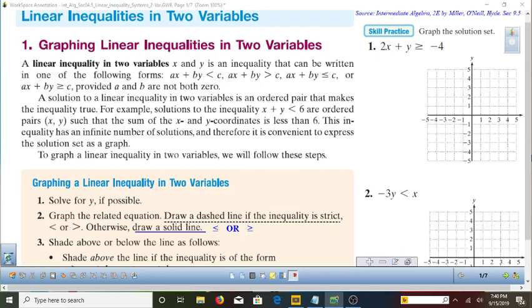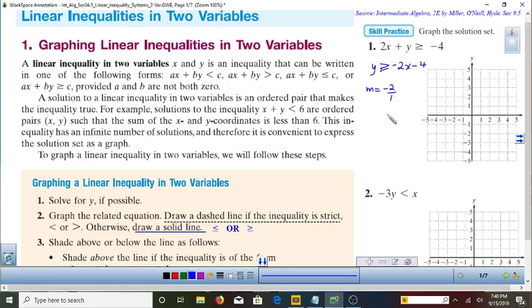To illustrate what we're doing here, let's do these two examples on the screen. We have 2x plus y is greater than or equal to -4. Step number 1, solve for y. We subtract 2x from both sides, so we end up with y is greater than or equal to -2x minus 4. We're going to graph the line whose slope is -2, which I'll write as -2/1, and whose y-intercept is negative 4. It crosses the y-axis at negative 4.